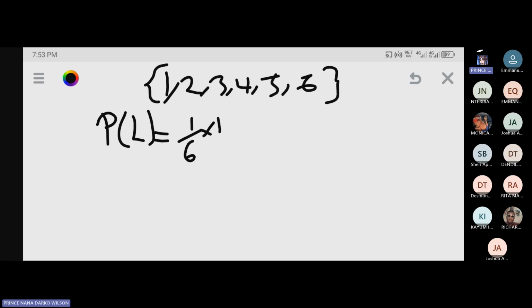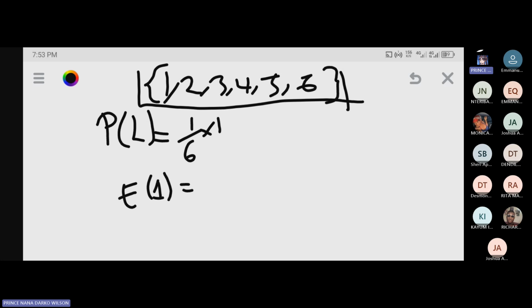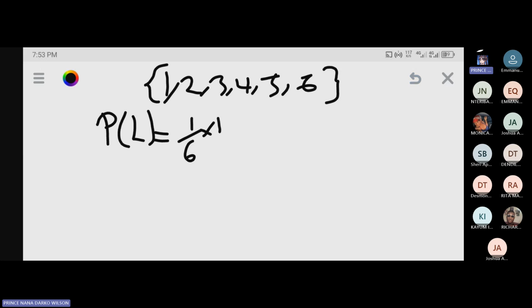However, the expectation of L, which is the total set, is going to be the sum of all the expectations of the individual values. So if I was asking for the expectation of 1 occurring, all you are going to give me is 1 over 6 times 1. However, the expectation of the total set or the universal set occurring will be given as 1 over 6 times 1.